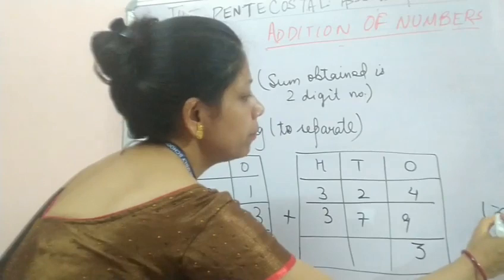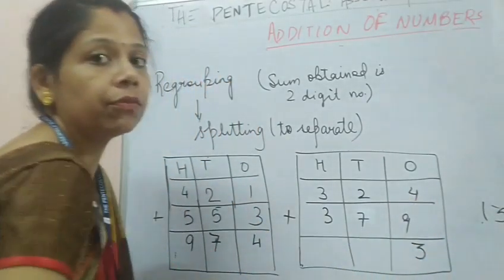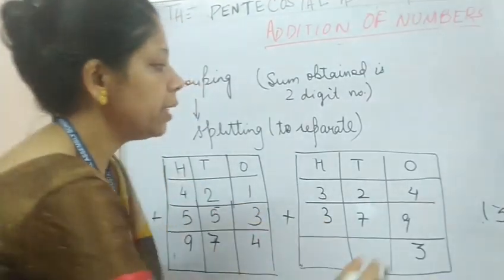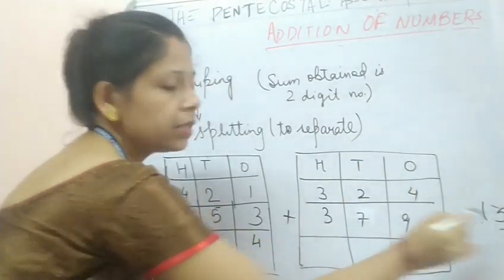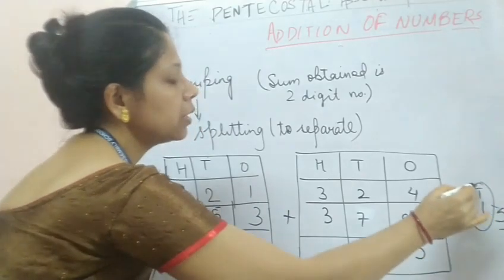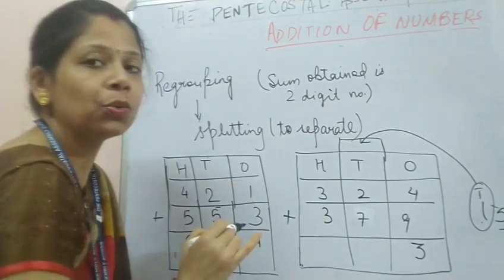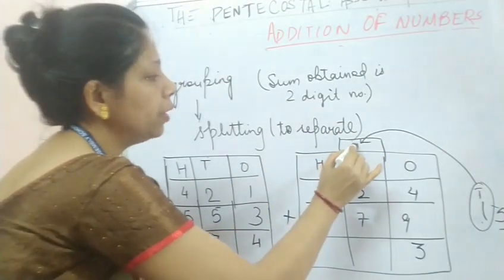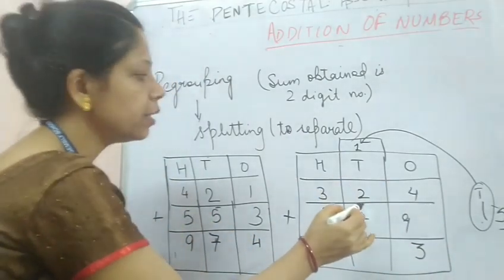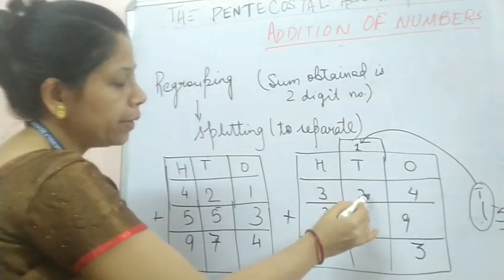So 13 is actually 1 tens and 3 ones, isn't it? So when we are regrouping, we keep the digit that is in the ones place in the ones room only. 3 ones, isn't it? And this is actually tens. So we give this tens to the tens room. So it creates its own room over here and it comes over here. 1. So tens should be in the tens room, isn't it? So this is also called carry forward. So 1 plus 2, 3.